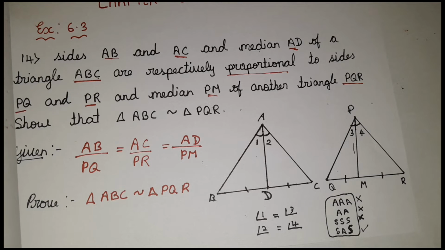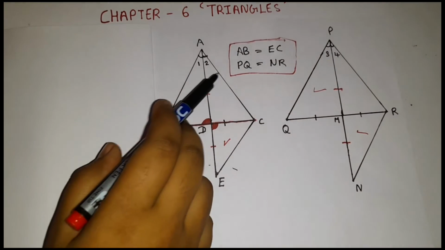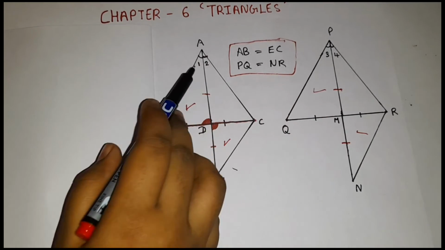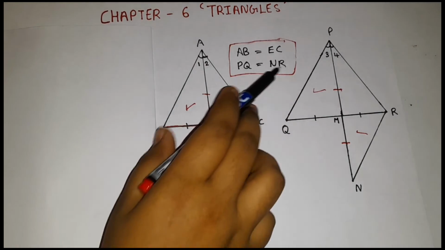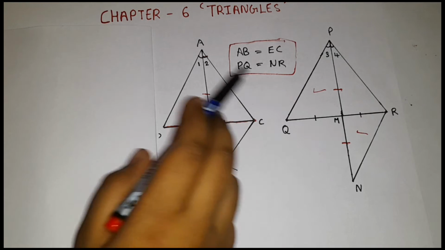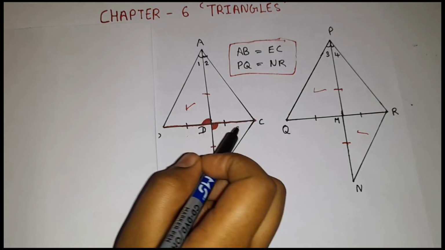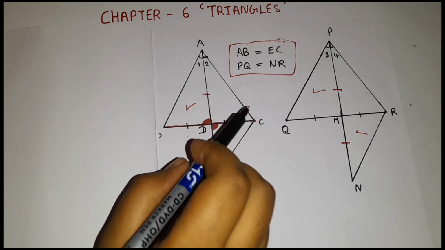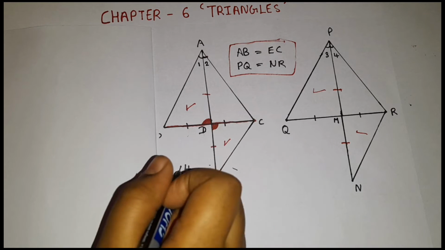For using that SAS criterion, I need an angle. That's why I'm proving these two triangles, that means triangle AEC is similar to triangle PNR. I am just proving it is similar. Why? Because I want angle 2 equal to angle 4. For that, when I checked, I don't have sufficient information.